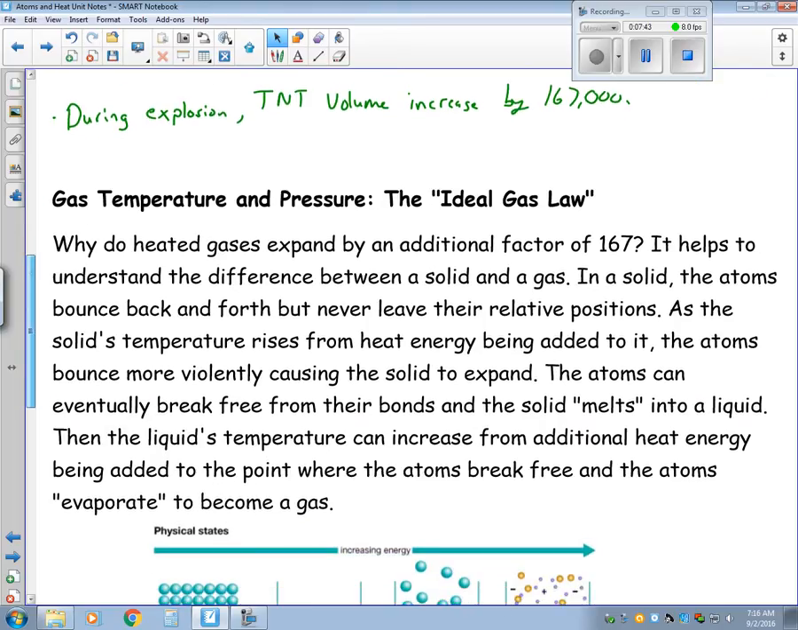So why do heated gases expand? It helps us to understand the difference between solids and gases. In a solid, the atoms bounce back and forth, but they never leave their relative positions. As the solid's temperature increases, due to heat energy being added to it, the atoms bounce more violently, causing it to expand. The atoms can eventually break free. That's when it melts to become a liquid. The liquid's temperature can then increase from additional heat to where the atoms break free again, and the atoms evaporate to become a gas.